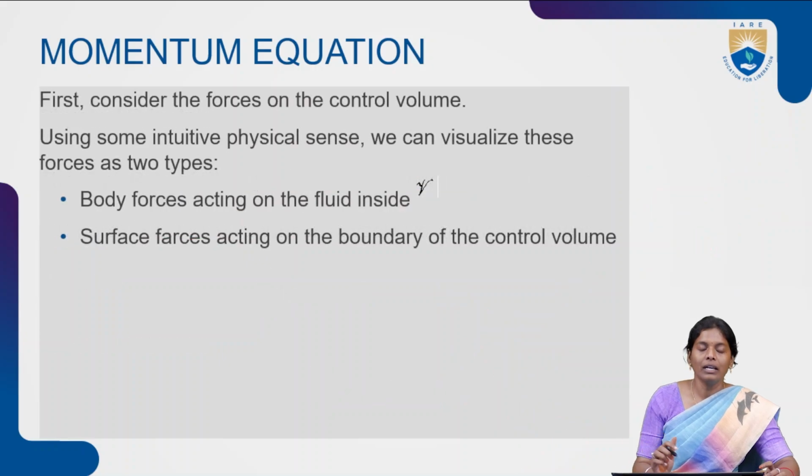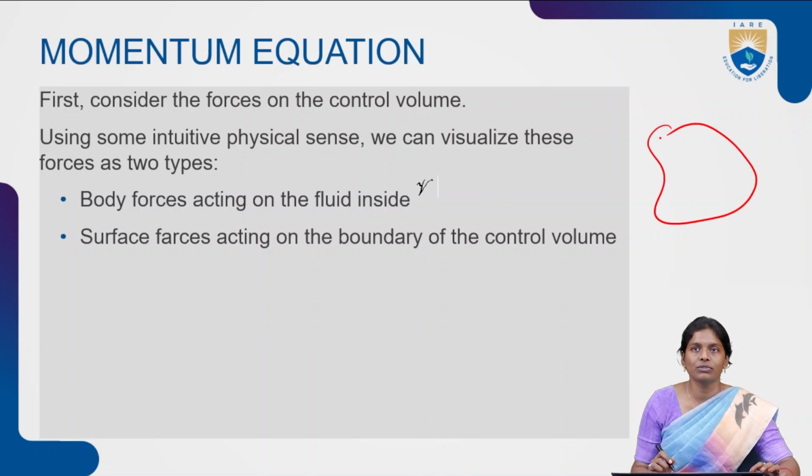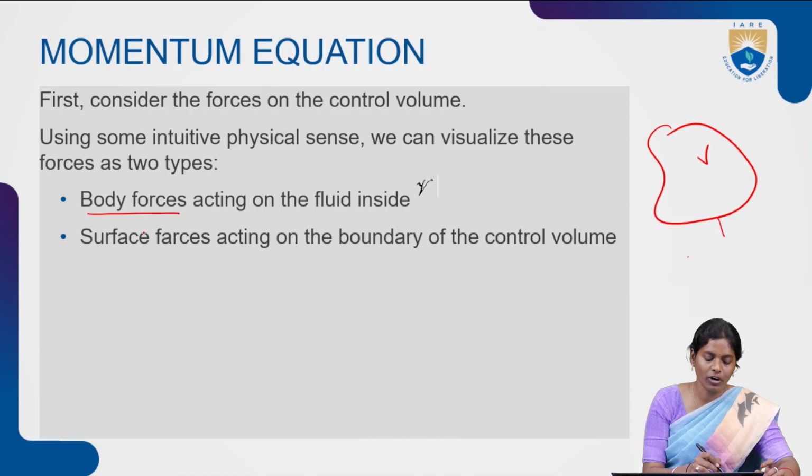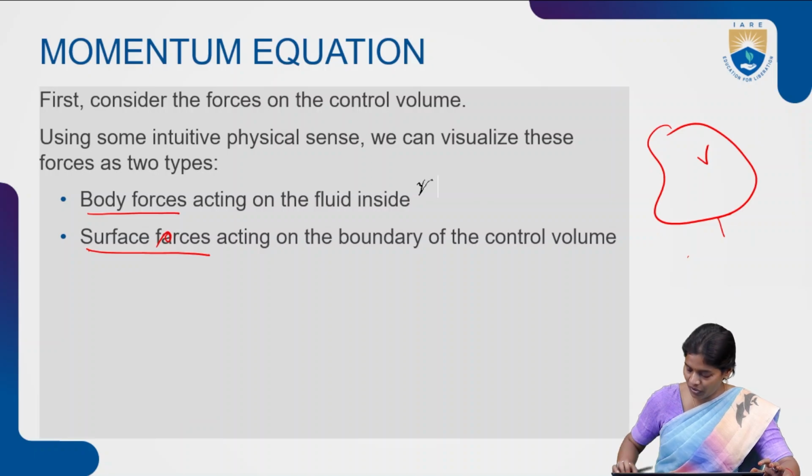Now consider what forces are acting on a control volume. If you are taking a control volume, what all forces will be acting? Basically we can say there are body forces acting on the fluid inside volume V and surface forces acting on the boundary of the control volume. One is the body forces, and another is the surface forces acting on the boundary of the control volume. First we will discuss these two forces and how to deal with them.